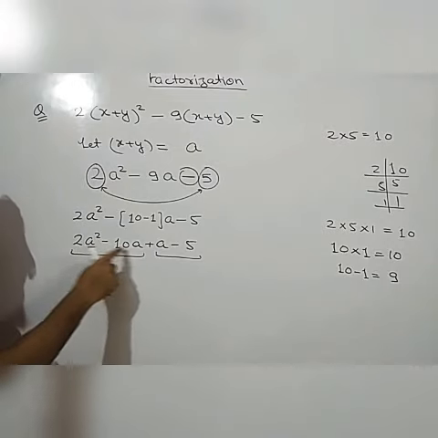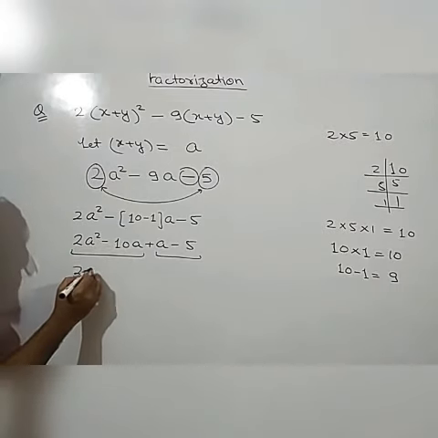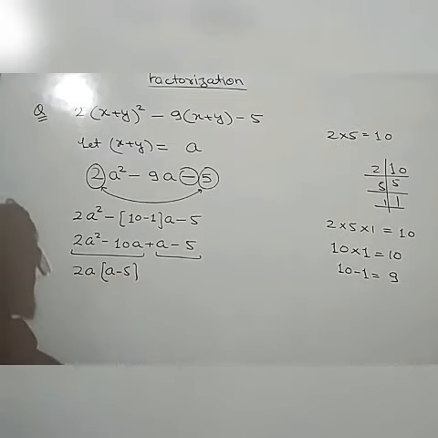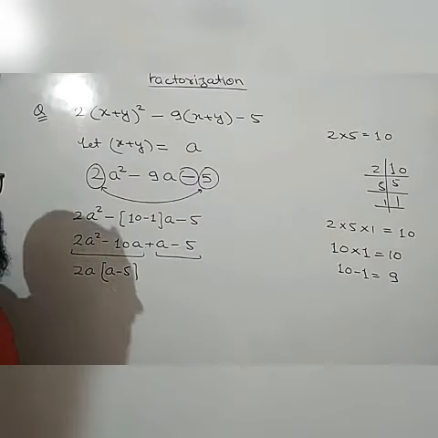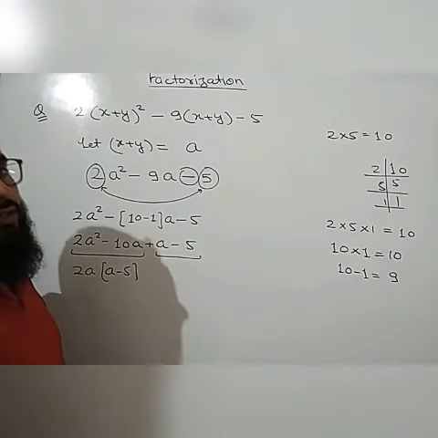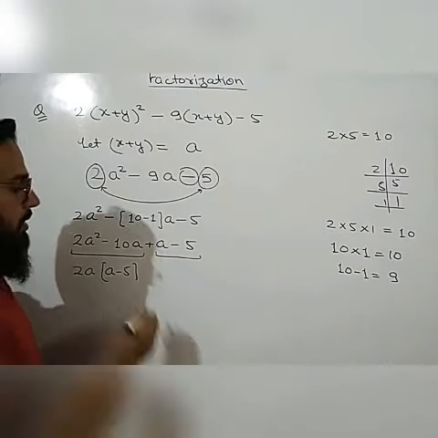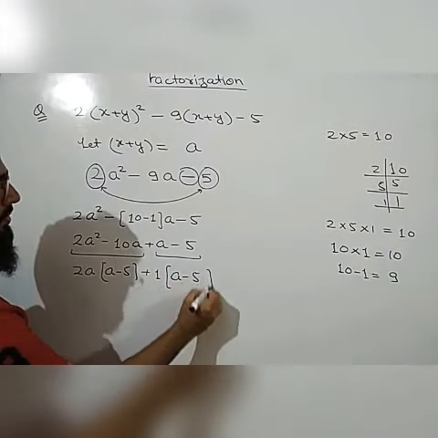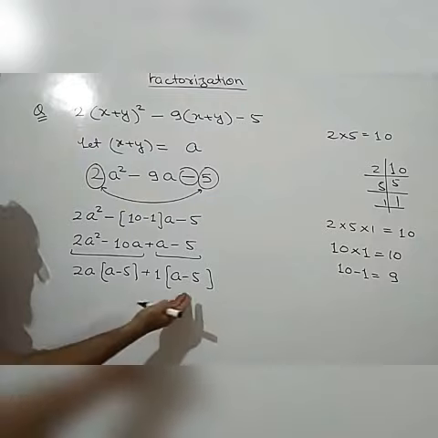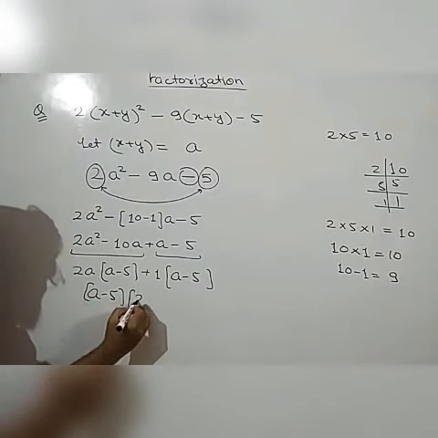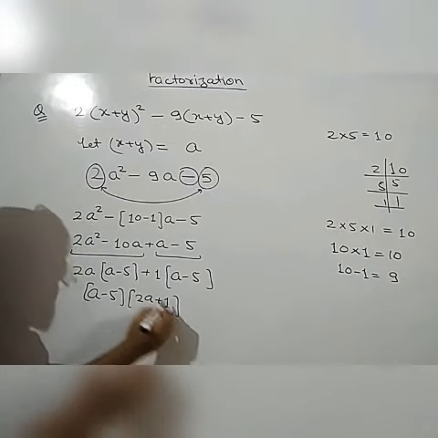Now grouping these two terms and these two terms, from these two terms what is common? a is common and 2 is also common. So we will take 2a as common. We will get a minus 5. Now from these two expressions, what is common? There is nothing common. So when nothing is common, we will take 1 as common. We will get a minus 5. Now taking a minus 5 common again, we will get 2a plus 1.